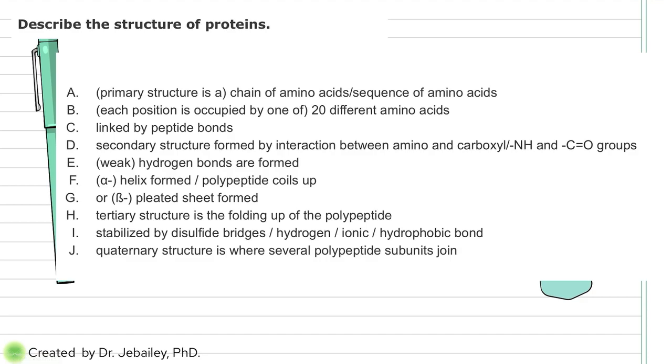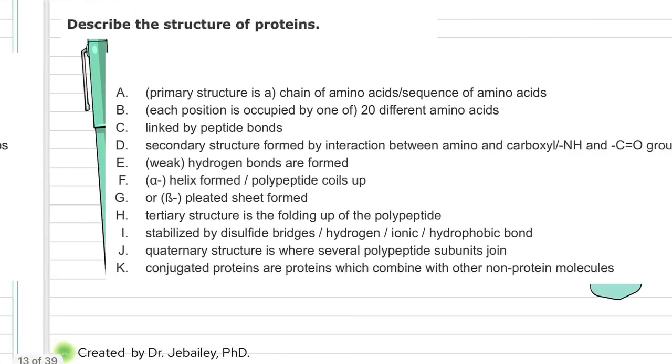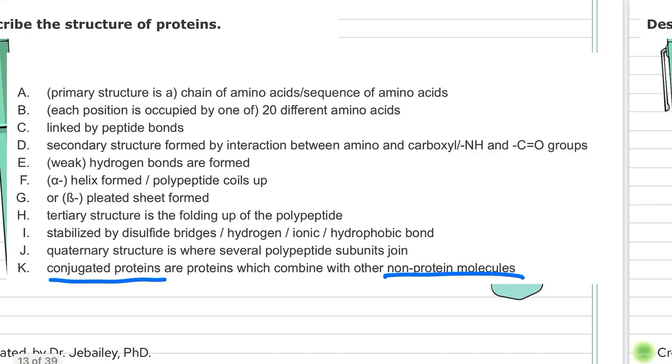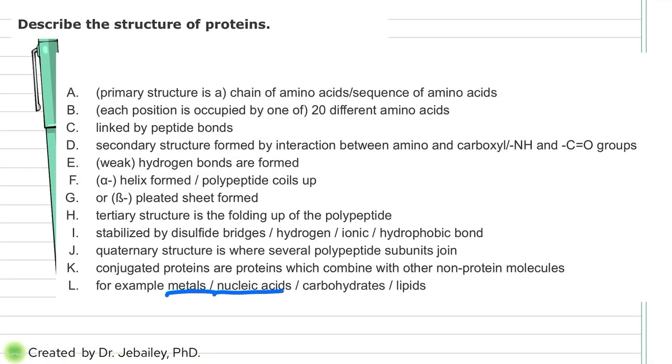So far we have mentioned the primary, the secondary, the tertiary, and now we got to the quaternary. And this is many polypeptide chains, as I've mentioned. And you have conjugated proteins, as well as non-protein molecules such as calcium and lipids and stuff like that. So the examples will be here: metals, nucleic acids, carbs, lipids. These are examples of it.